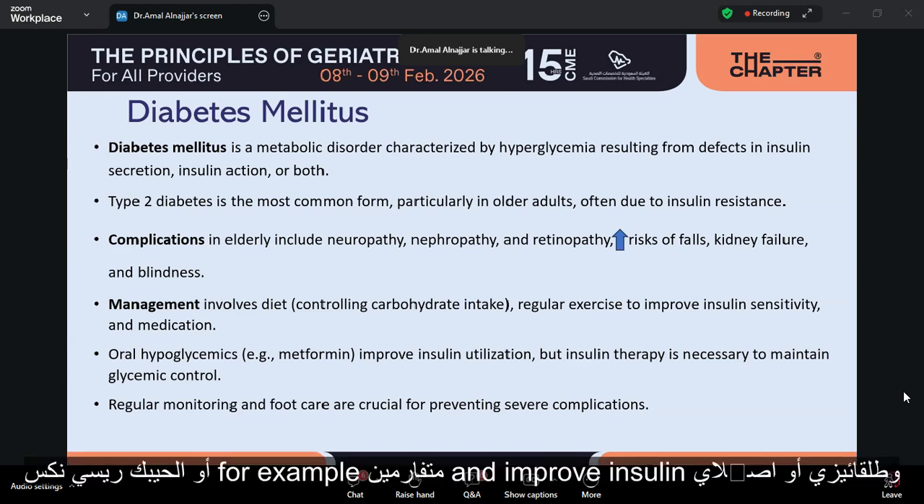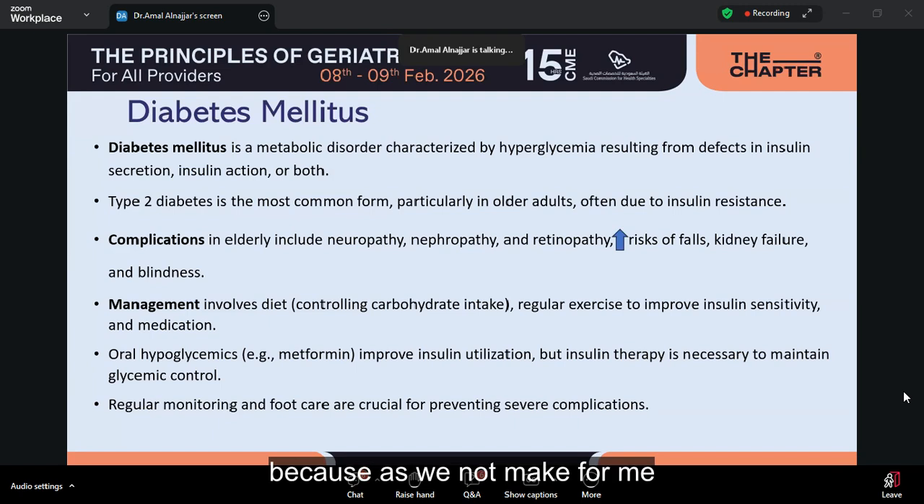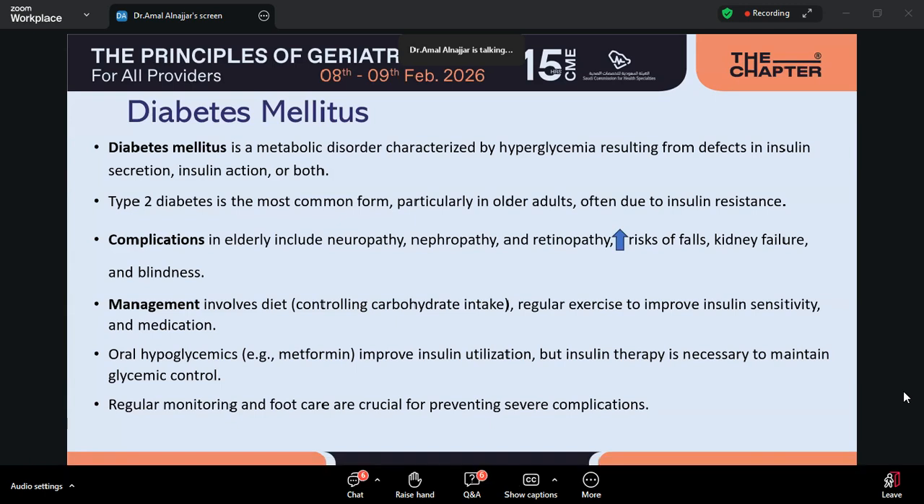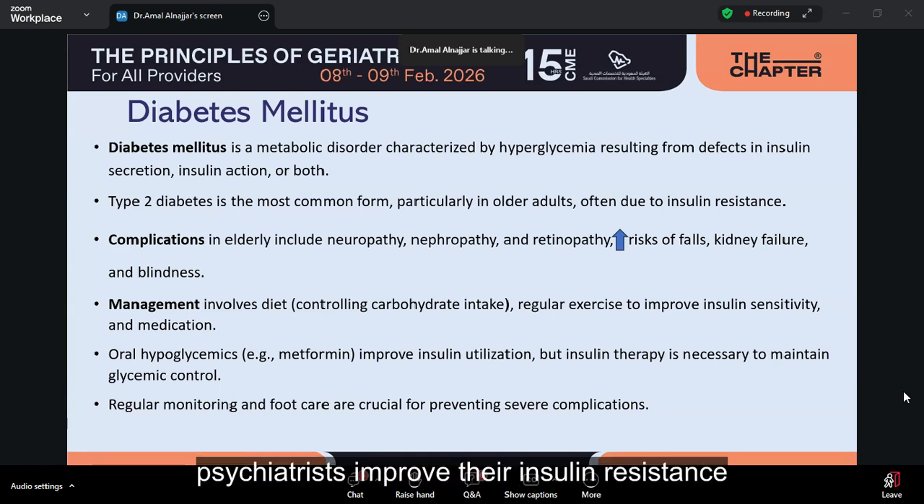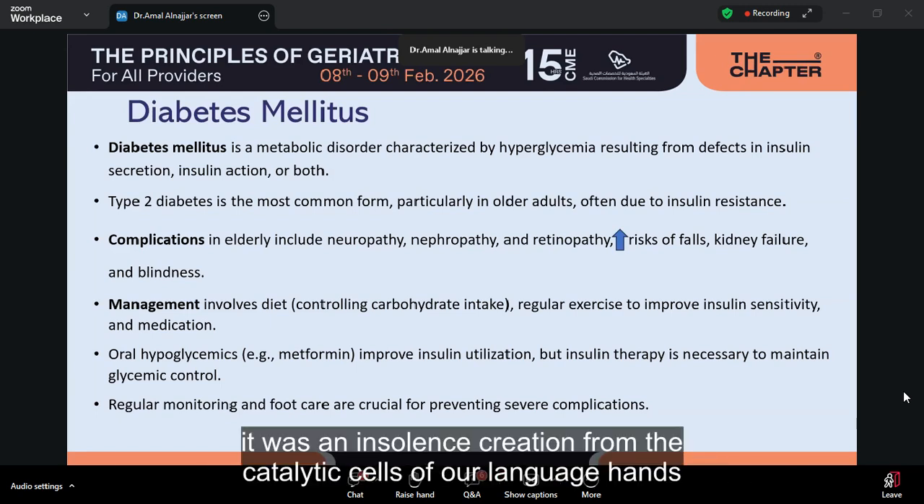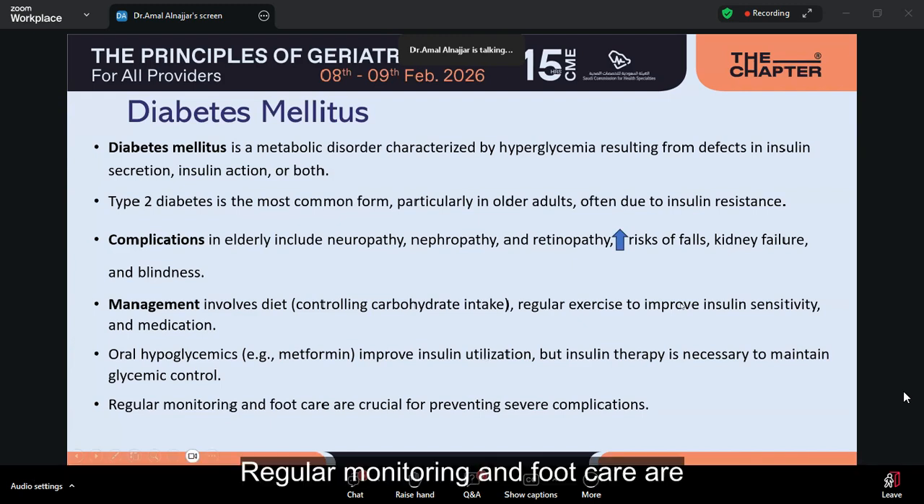Oral hypoglycemics, for example, metformin, improve insulin utilization or insulin sensitivity. But insulin therapy is considered necessary to maintain glycemic control, because as we know, metformin minimizes the absorption of carbohydrates, improves the insulin resistance and the neuropathic sensation at the terminals, but still does not induce insulin secretion from the beta cells of Langerhans, and sometimes patients need either to take insulin or insulin secretagogues. Regular monitoring and foot care are crucial for preventing severe complications.